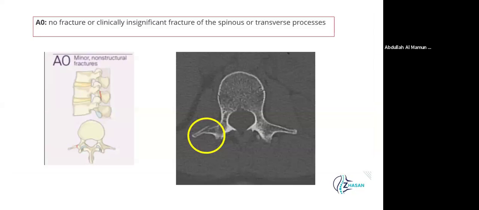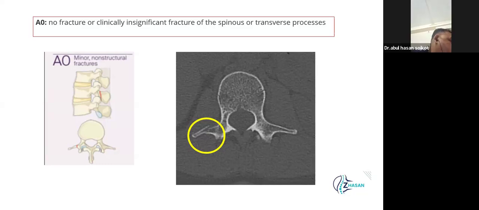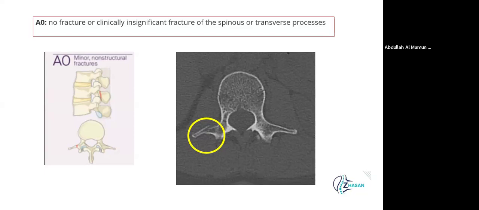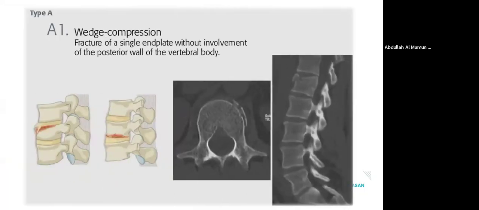So A-type is again subdivided into five types. Number one, A0. A0 is a very insignificant fracture pattern. It doesn't cause any instability to the vertebral column. So A0 is the minor non-structural fracture, that is, you can say the spinous process fracture or transverse process fracture. This is A0.